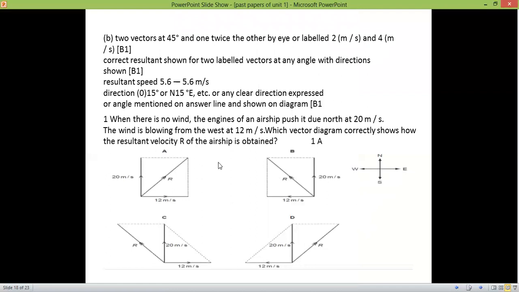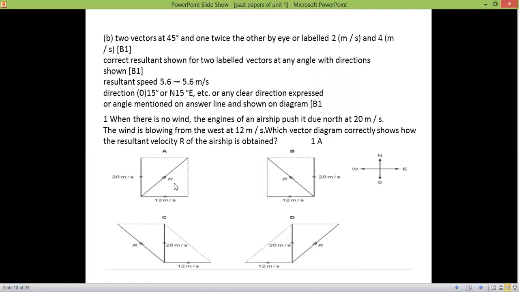Next, the question is that when there is no wind, the engines of the airship push it due north at 20 meter per second. The wind is blowing from west at 12 meter per second. From west means it is moving towards east, from west to east. So over here, this is the correct direction shown, and the direction of the engines of an airship are north at 20 meter per second. So this is the correct option.